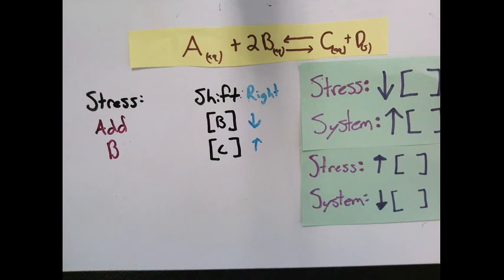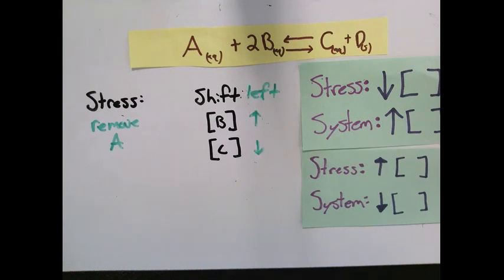Let's work through another example. In this case, we're going to remove A. What do you think is going to happen? Go ahead and pause to fill in what you think will happen in this case. In this case, it's going to shift to the left, meaning more B is going to be produced by using up some of our C.